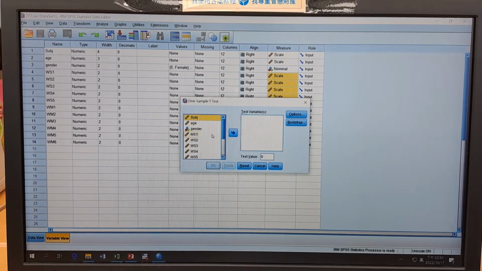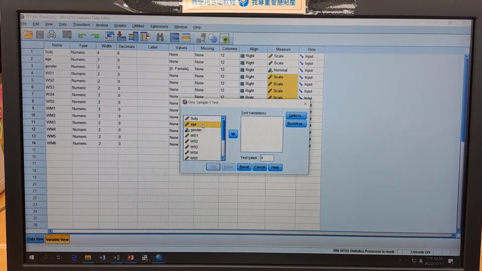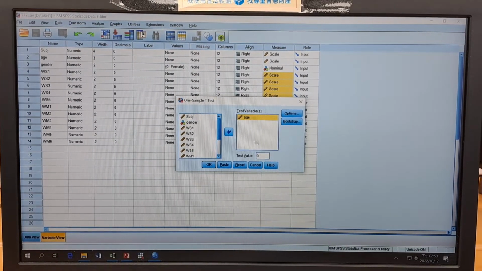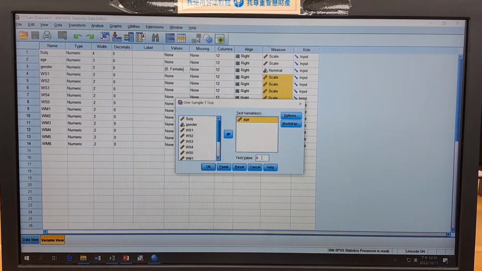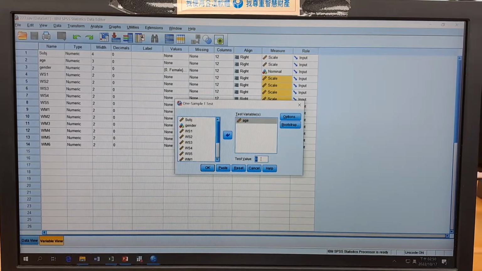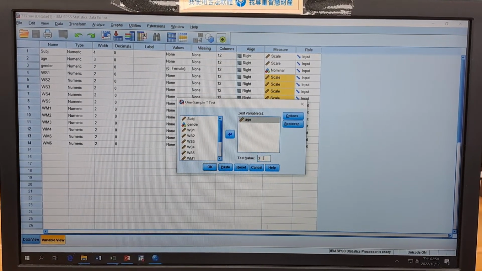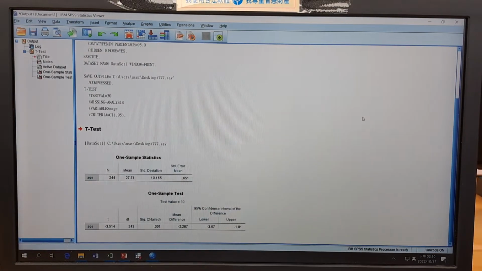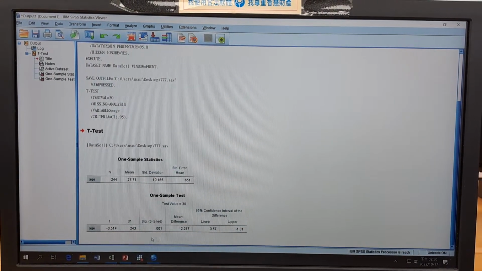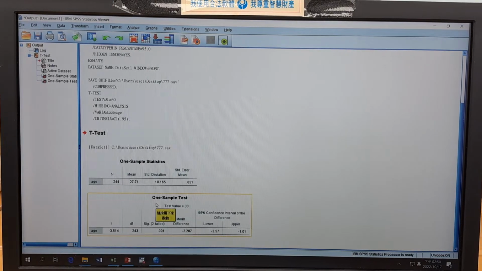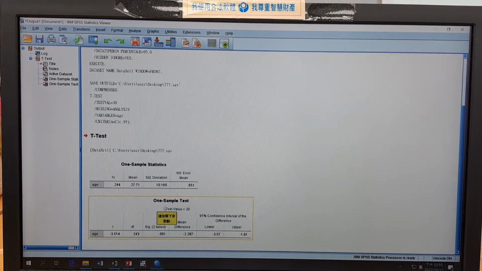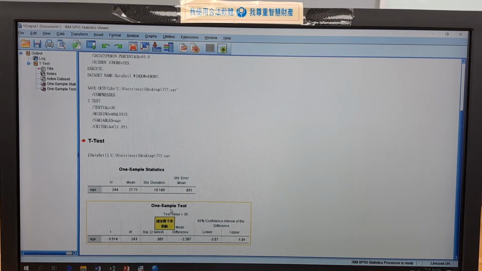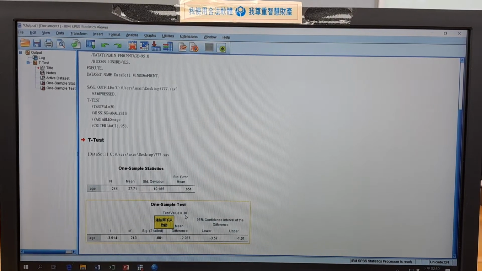Which variable do I want to compare? Variable age. What is the specific number? 30, right? So click OK. When you see this one, you can see the name of this table: one sample test, test value 30.